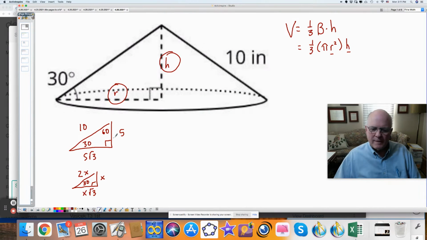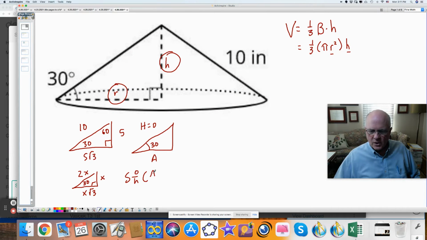If you didn't remember this, you might recognize it as half of an equilateral triangle and only know the 5, and you have to find this side. Well, from this angle, 30 degrees, this is my hypotenuse, which is 10, and this would be the adjacent leg. So if I use SOHCAHTOA to figure out which trigonometric ratio to use to find the adjacent when I know the hypotenuse, I'm going to use the cosine.